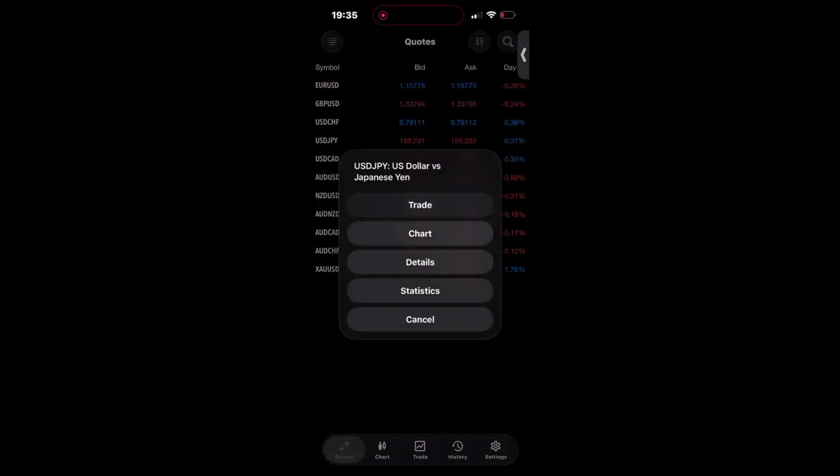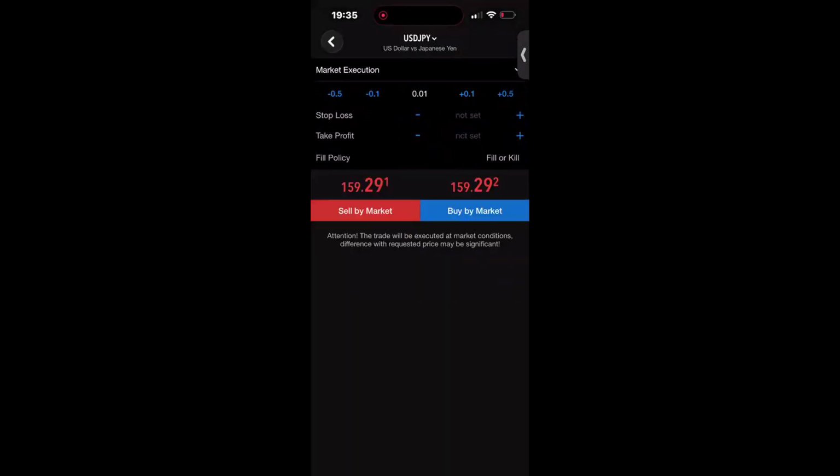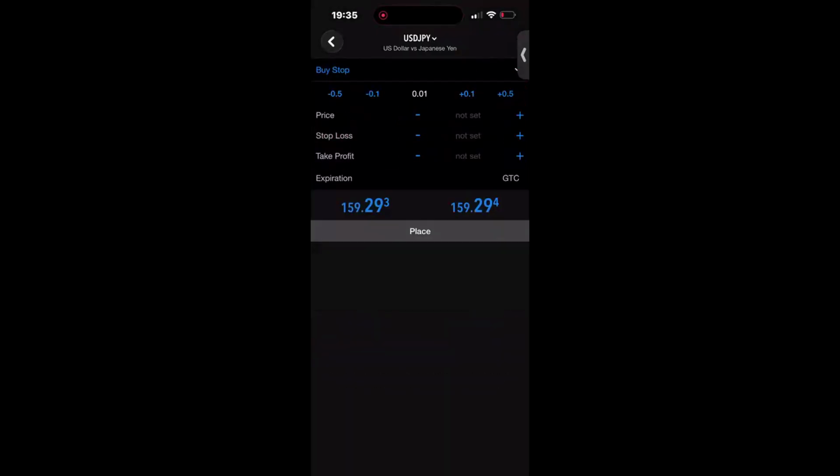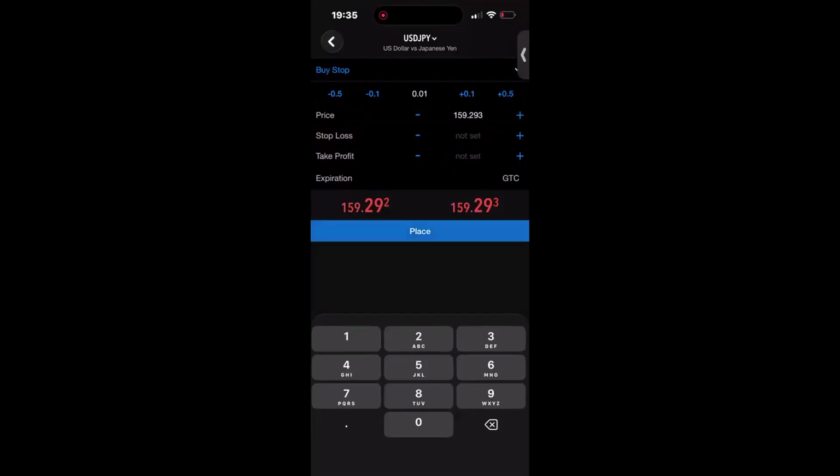Let's go to trade. I'm going to change this. So check this out. I'm going to change this to buy stop. The price is going to be at 159.299. Let's place this first. I'm going to come back to modify. So that has been placed.